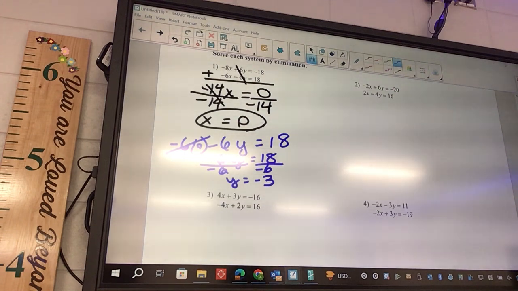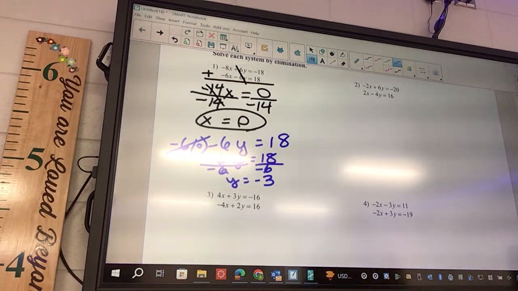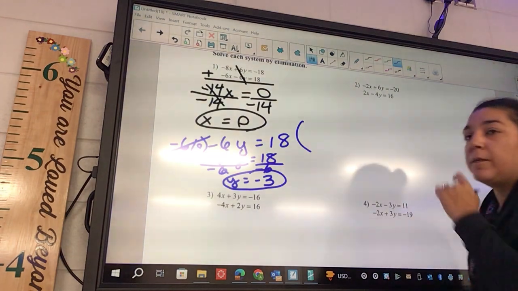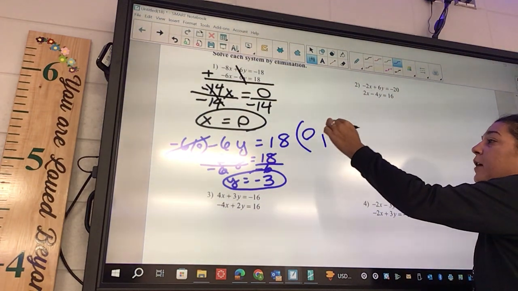Okay, and then just like we did before, we need to write that as a coordinate. Which one comes first? The 0 or the 3? The 0. So it's going to be 0, comma, -3.